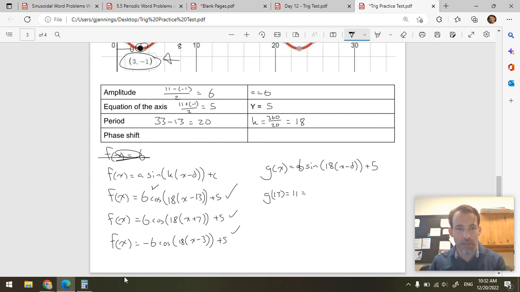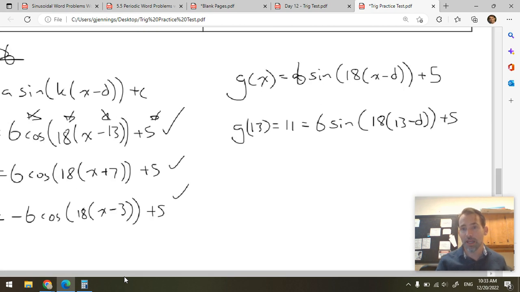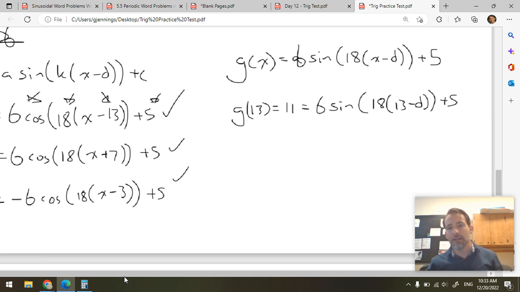This is going to be the same amplitude, the same k, and the same c, whether it's sine or cosine. The only thing different is going to be the phase shift. So g(13) is equal to 11, which is equal to 6 sine of 18 times (13 minus d) plus 5, because x is 13 here. All right, let's inverse operate that so we isolate d. I'm going to subtract 5 from both sides. Minus 5, minus 5, so that we get 6 equals 6 sine of 18 times (13 minus d).